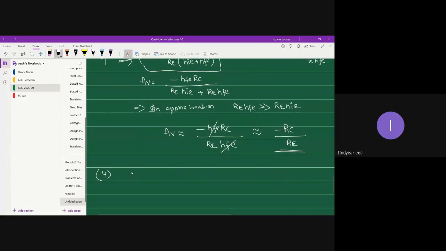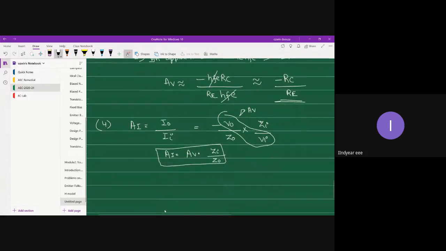And finally, you have your current gain. Current gain is very easy to calculate. I naught by II, which is equal to minus V naught by Z naught into ZI divided by VI. So current gain AI is AV times the ratio of input impedance to output impedance.